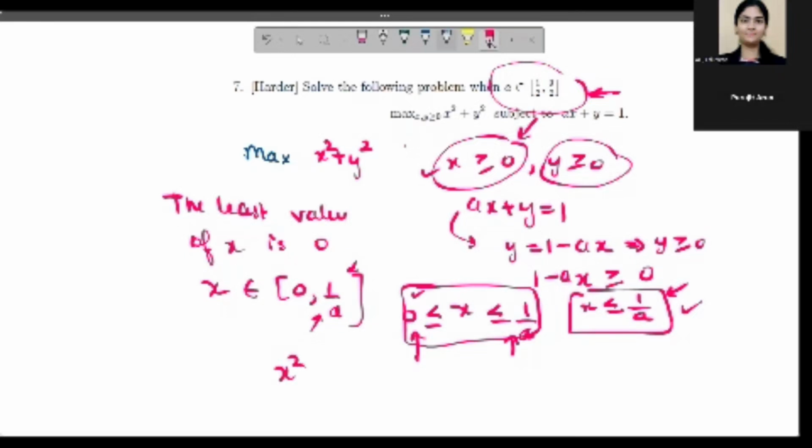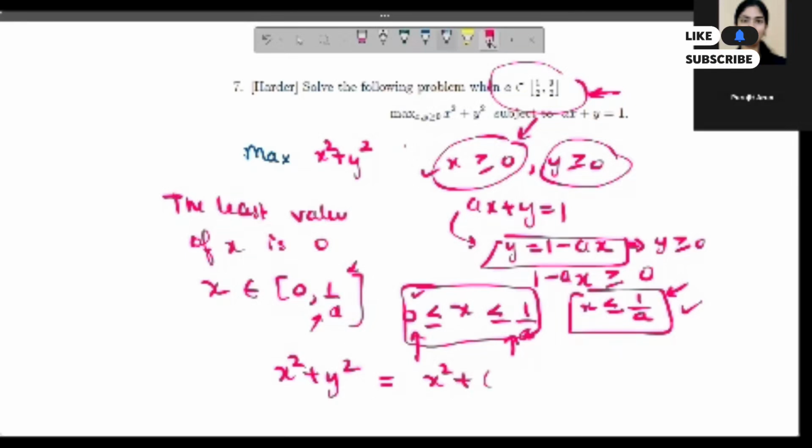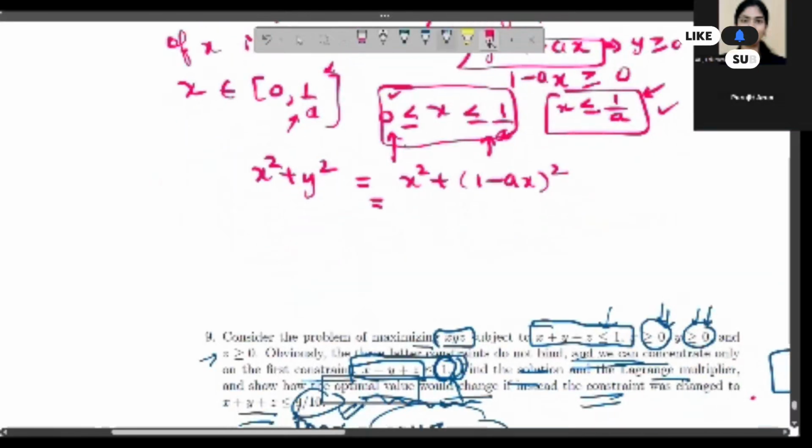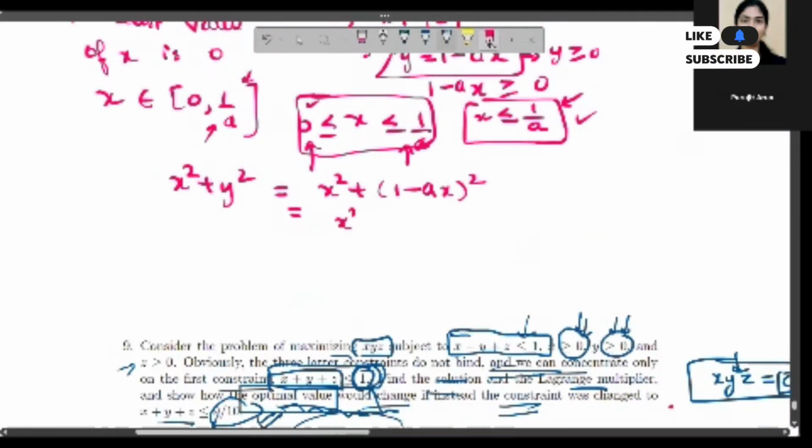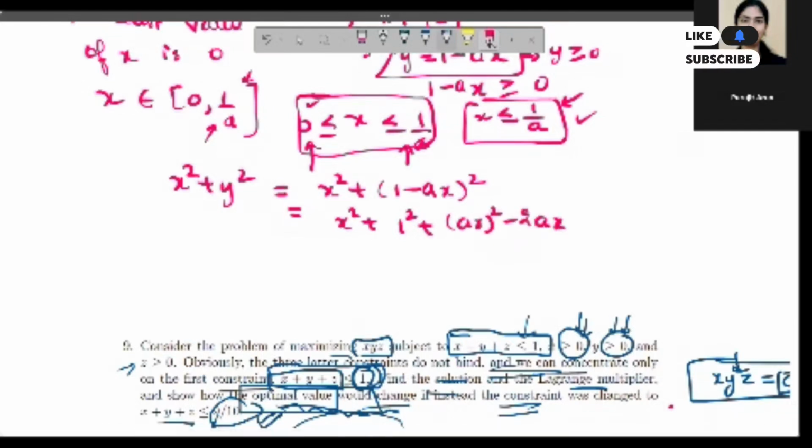See here, we have the function x square plus y square, right? And y is what from the constraint? y is 1 minus a x. So if I solve it further, (a minus b) whole square is a square plus b square minus 2ab. These two I can take x square common. So this will become (1 plus a square) x square minus 2a x plus 1, right?